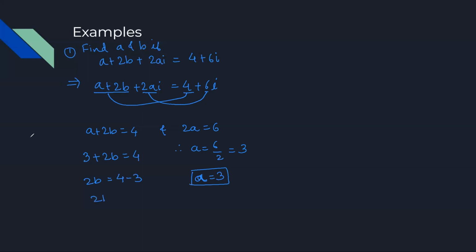So here plus 3, when it comes on this side, becomes minus 3. So 2b equal to 4 minus 3 is 1, and b equal to, now 2 is multiplied over here, so when it comes on the right hand side it gets divided. So therefore my b is 1 by 2. Got it? I hope you have understood this example. Now let's move on to the next example.